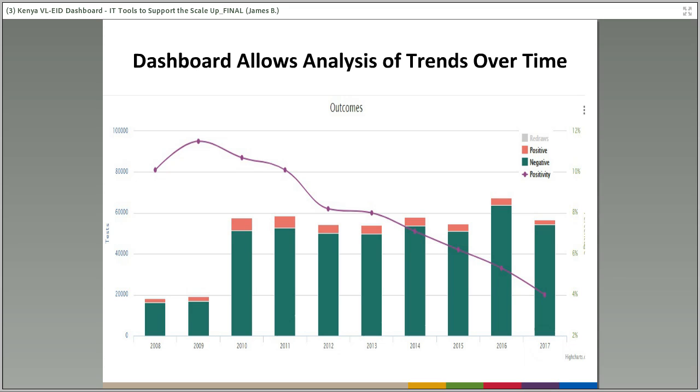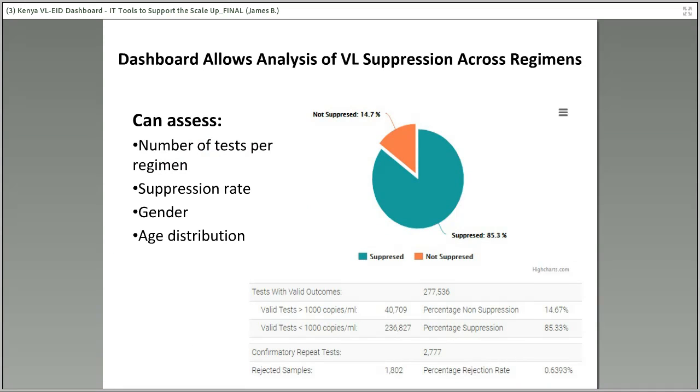This next slide allows us to analyze the trends over time. It shows our testing for EID since 2008. You can see that as a country our number of tests has been increasing, but our positivity is reducing, which is a good thing. So we're able to track this.